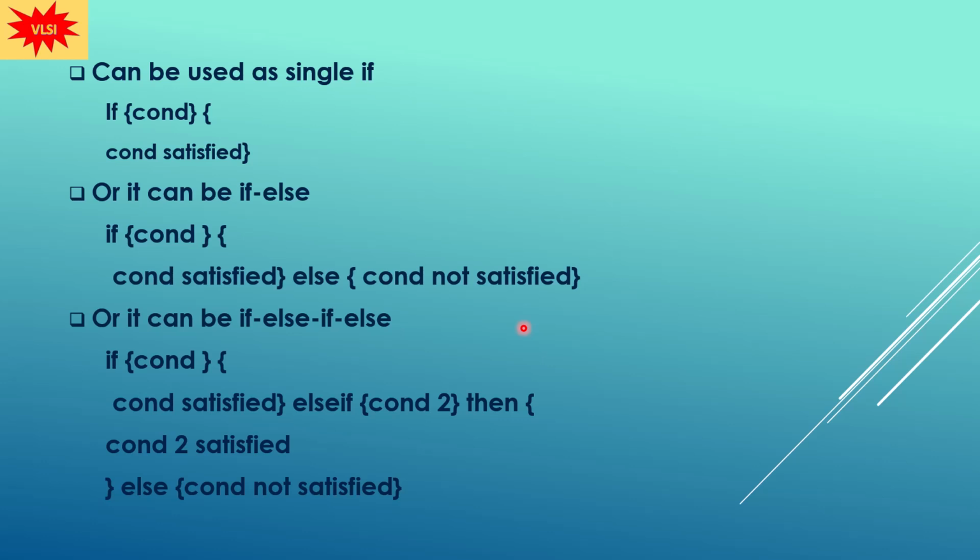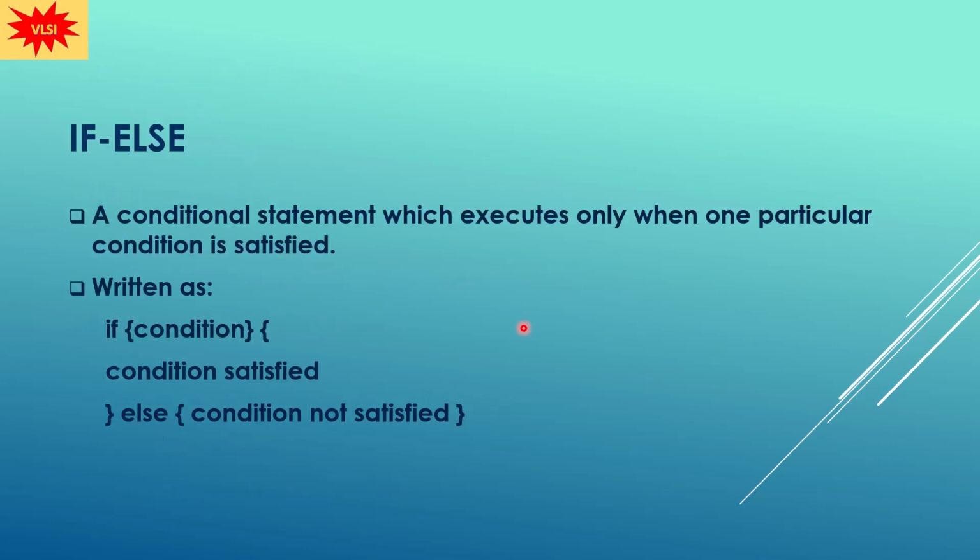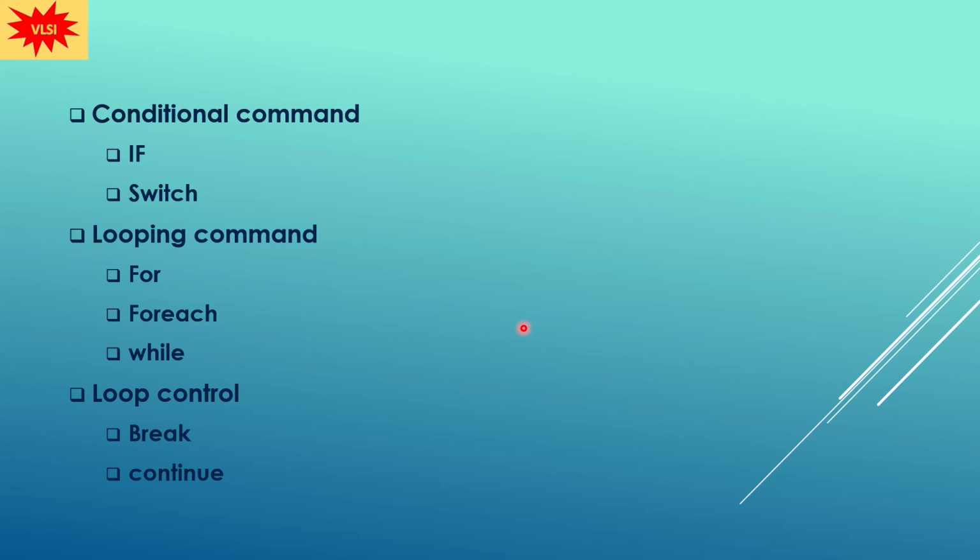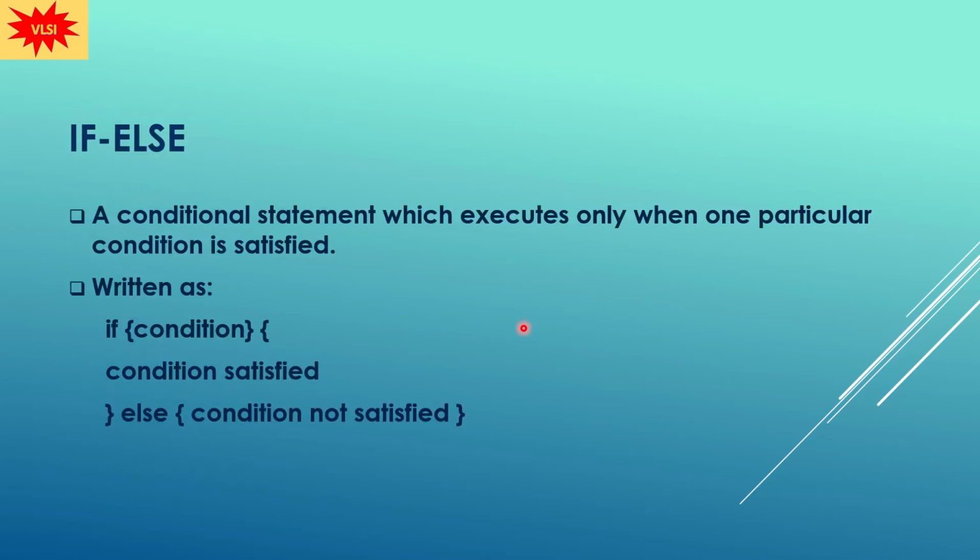Just to give you a quick recap, we saw what loops were. If you want to repeat a certain set of commands while a certain condition is met, or execute it n number of times, we use loops. They can be conditional or looping ones, and then you have loop control like break and continue. So these three types we saw, and we also saw the use of if else.